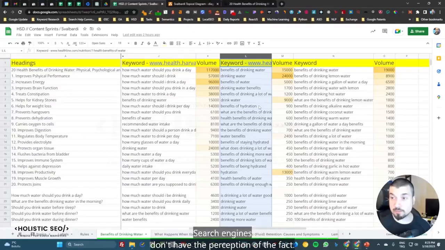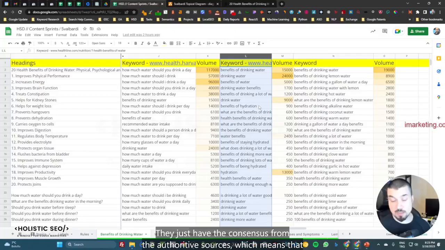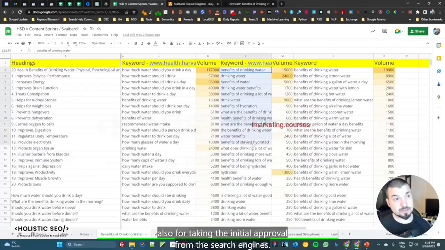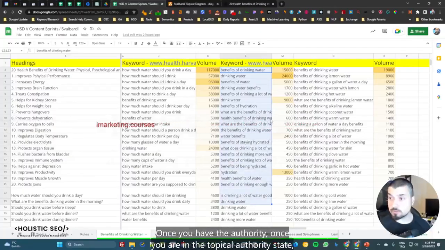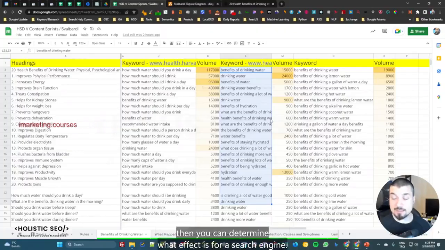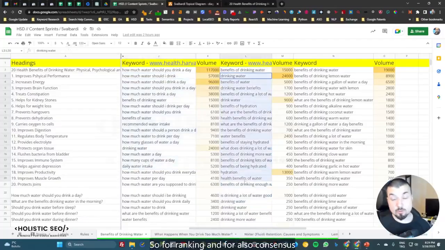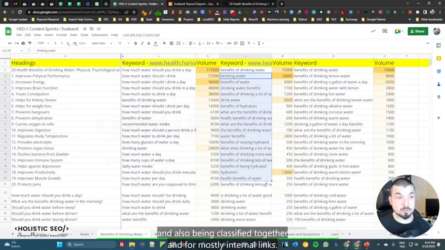Search engines don't have the perception of the fact, they just have the consensus from the authoritative sources, which means that this section is also for taking the initial approval from the search engines. Once you have the authority, once you are in the topical authority state, then you can determine what the effect is for a search engine. Then you can go and be unique as much as you want. So this is for ranking, for consensus, for being classified together, and mostly for internal links.